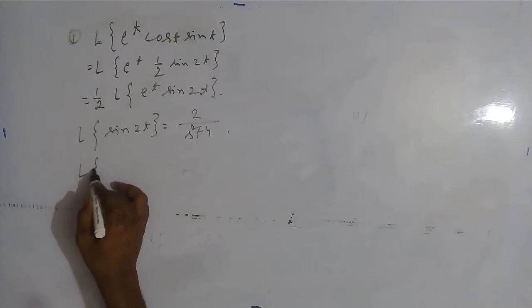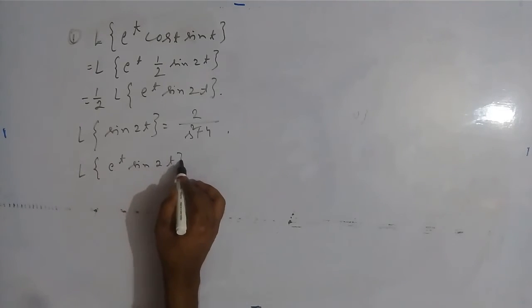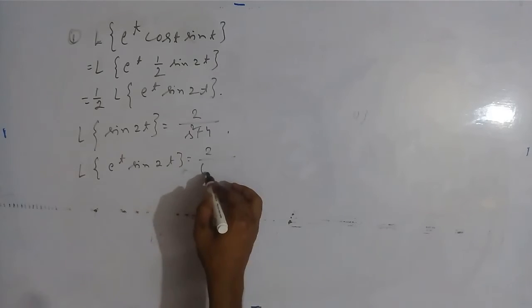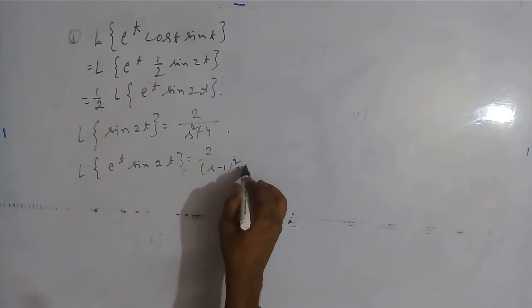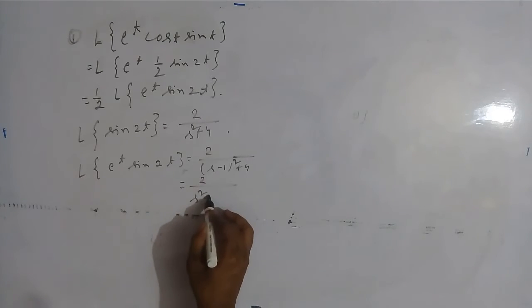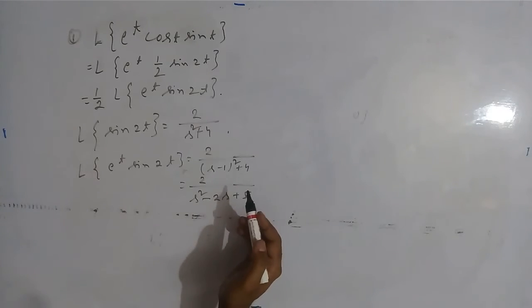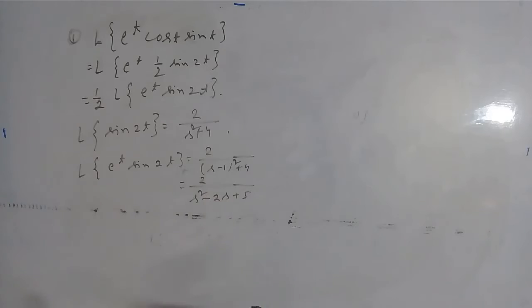Now this function is multiplied by e to the power t, so it becomes 2 by s minus 1 whole square plus 4, that will be equal to 2 by s square minus 2s plus 1 plus 4, that is plus 5. So this is our required result. L of e to the power t sin 2t is equal to 2 by s square minus 2s plus 5.